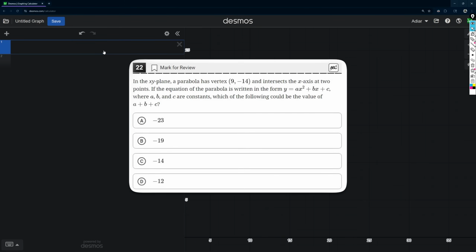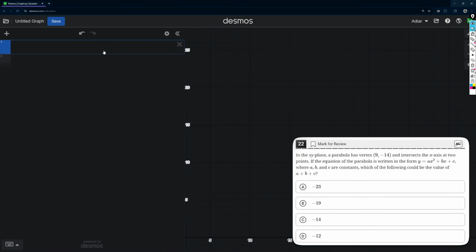Okay, the last question says, in the xy plane, a parabola has a vertex (9, negative 14) and intersects the x-axis at 2 points. If the equation of a parabola is written in the form y equals ax squared plus bx plus c, where a, b, and c are constants, which of the following could be the value of a plus b plus c? So this one can be done many different ways. And I've done this one many different ways, but I think the best way to do this one is the one I'm about to do.